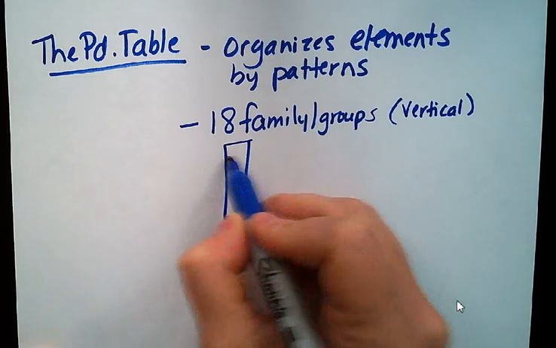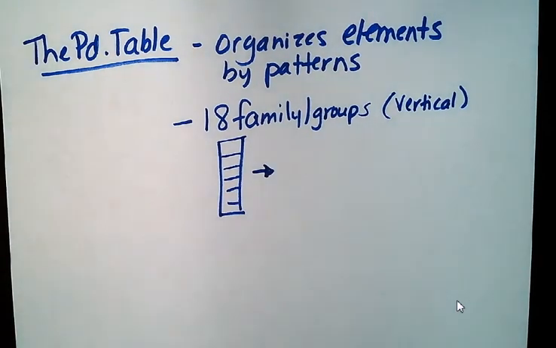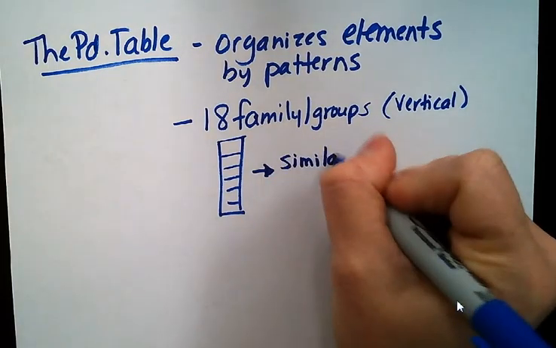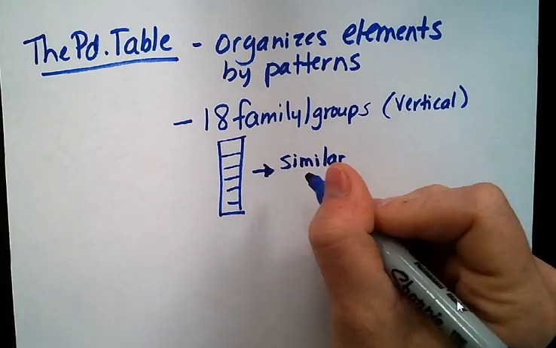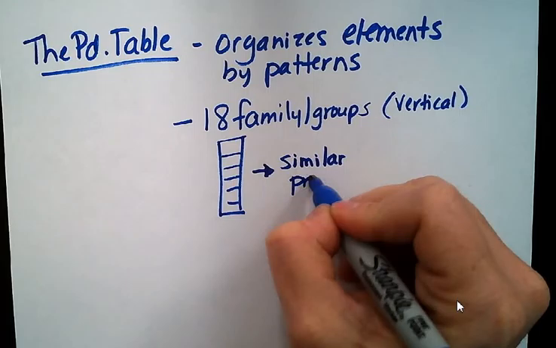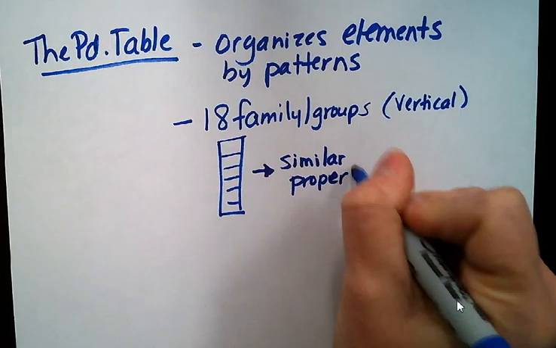And these are the ones that if they are in the same family group, they have similar characteristics or similar properties, like noble gases. No, wait. Noble gases are all the ones there. That's right.